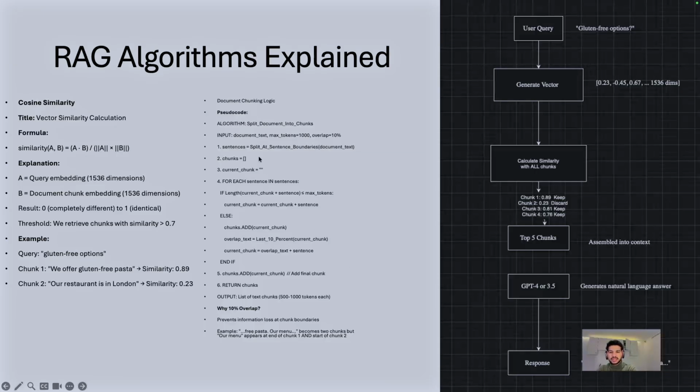Here you can see the document chunking algorithm. We have the code here. So basically, we set the maximum token count, which is 1,000, with an overlap of 10%. So this means each chunk ends with, let's see, here we have an example. Free pasta, our menu becomes 2 chunks, but our menu appears at the end of chunk 1 and the start of chunk 2. So basically, all of the chunks are going to have complete sentences, or try to be more complete and have the whole context, using this algorithm.